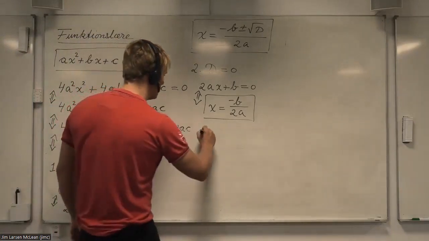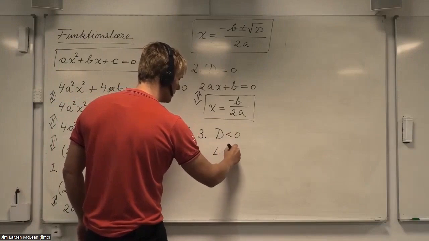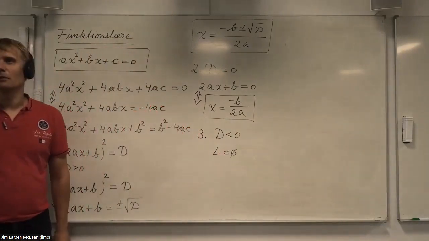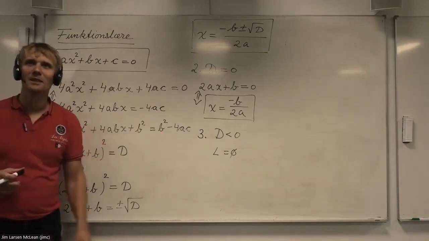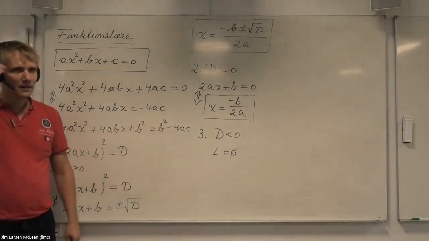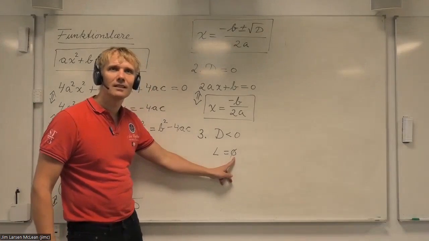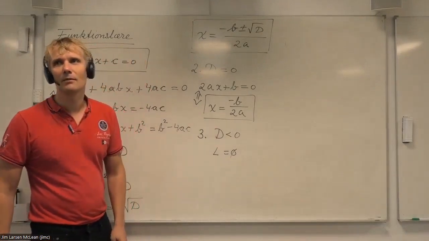Then, of course, there's also the possibility that the discriminant is negative. So then it's like this: there is no solution. Later, we start with complex numbers, and then you can still solve it. But so far, there is no solution, so the solution set is empty, as long as we only look for solutions in the real number space, where plain old good numbers are found.